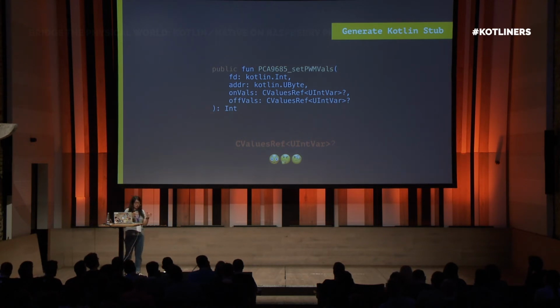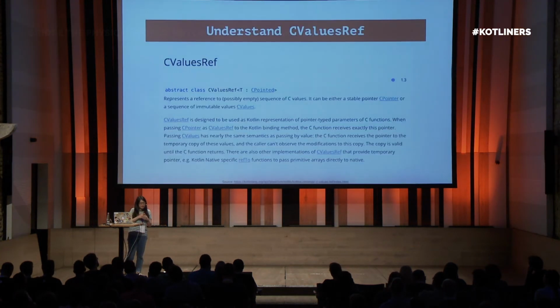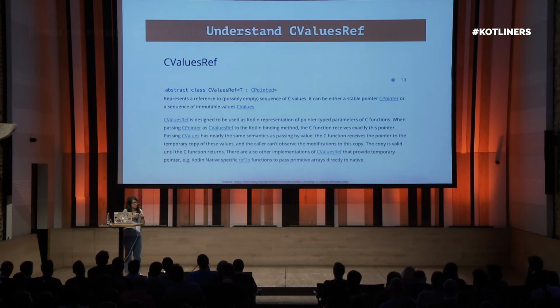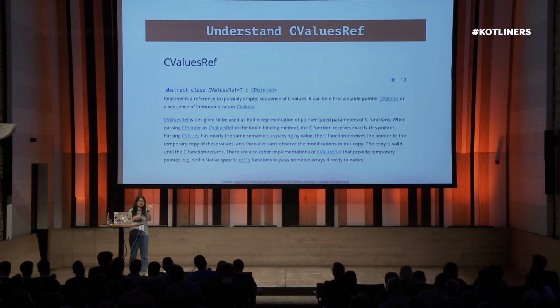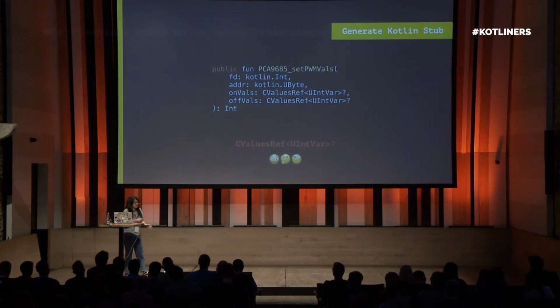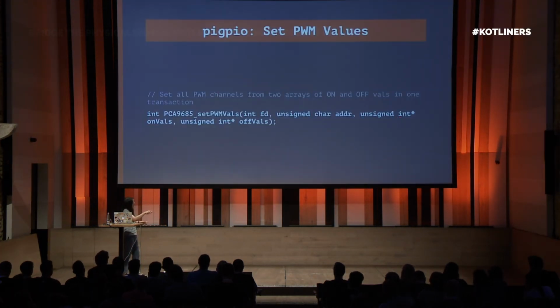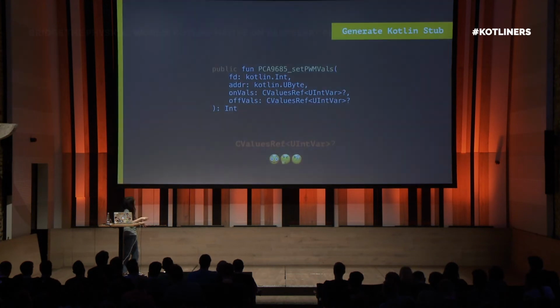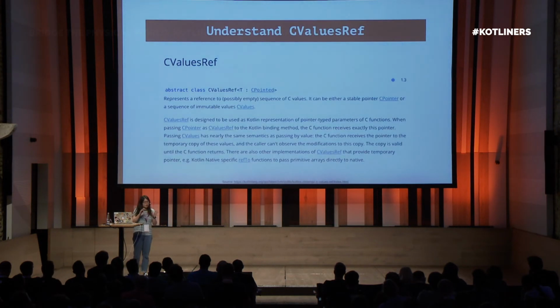So that's really obscure if you've never done that before. And the only way to understand it is to read the documentation. So the CValuesRef is actually designed to be used as a calling representative whenever there's a parameter which is a pointer to a C primitive type. As you can see here, since I have a pointer to an int, it's translated into a CValuesRef.